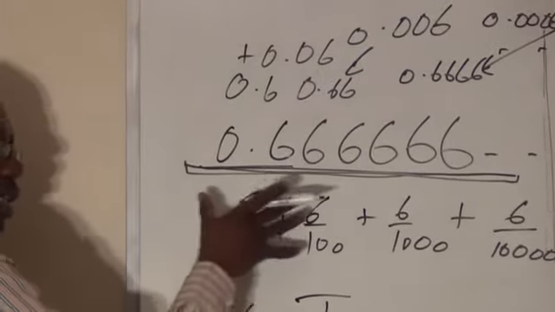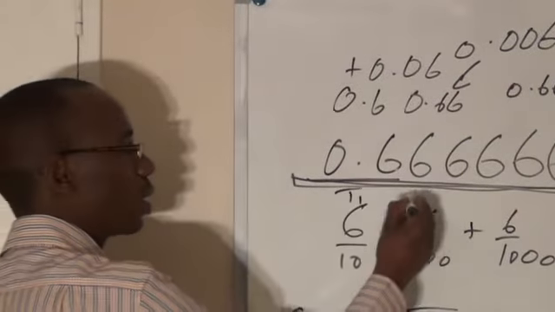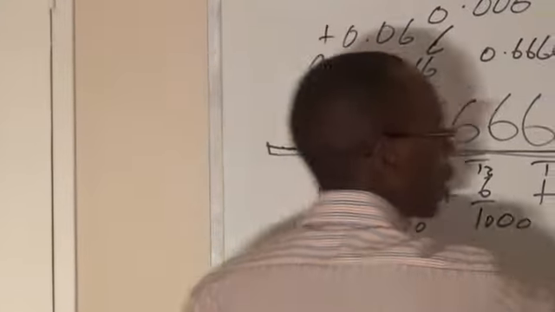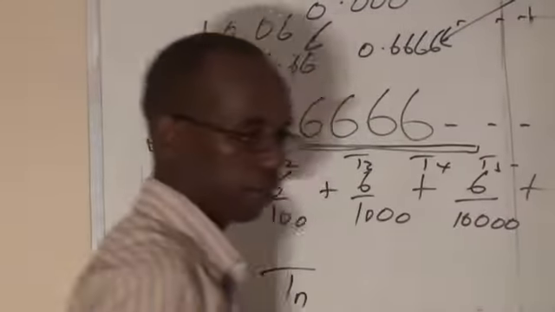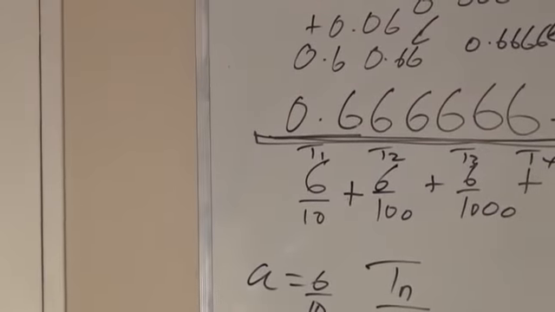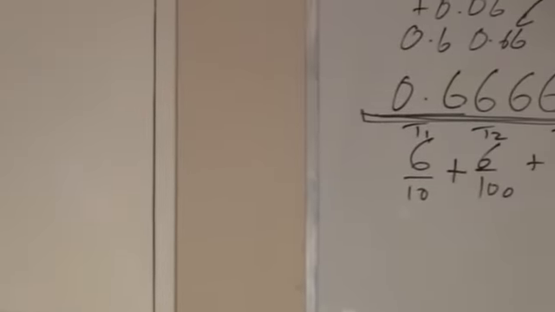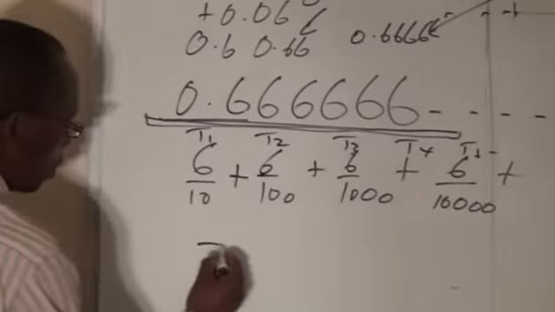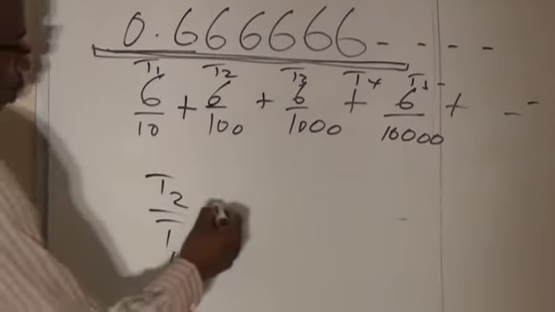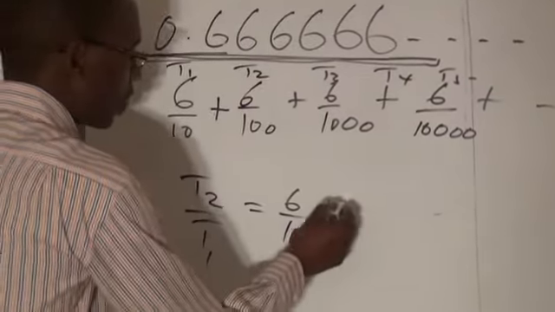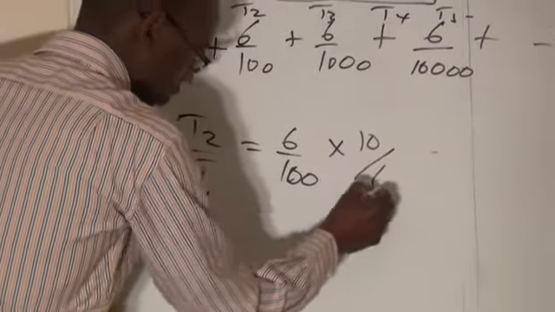So if we were to look at these as terms, obviously this would be our T1, this would be our T2, this would be our T3, this would be our T4, this would be our T5, and we can continue to any Tn that we feel like. So if we want to find that common ratio, we can take any pair, divide a term by its predecessor and see what we get. Let's take T2 divided by T1. That's obviously 6 over 100 divided by 6 over 10, which is the same as times 10 over 6.